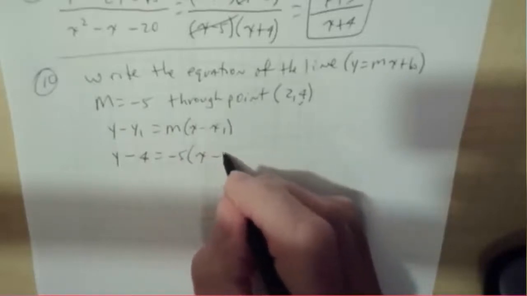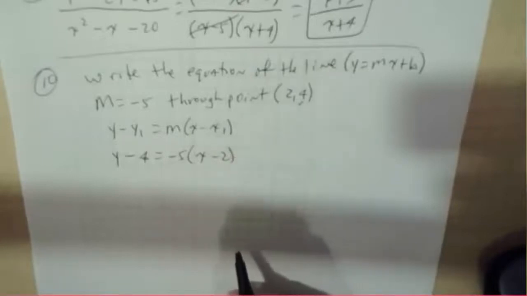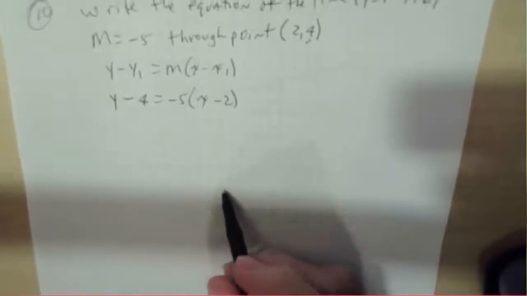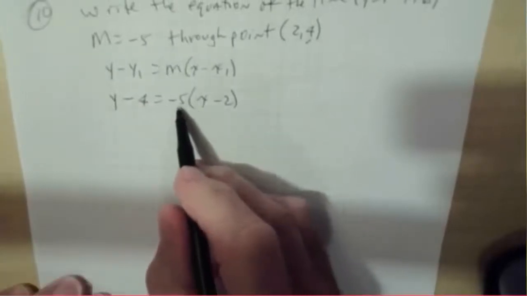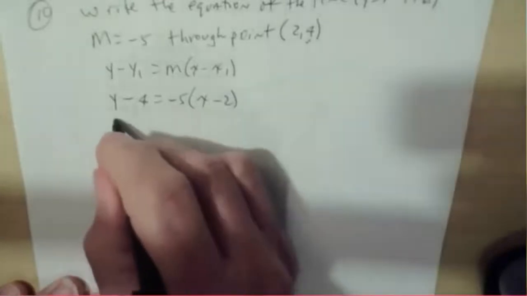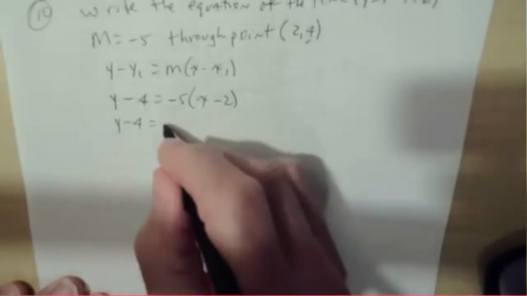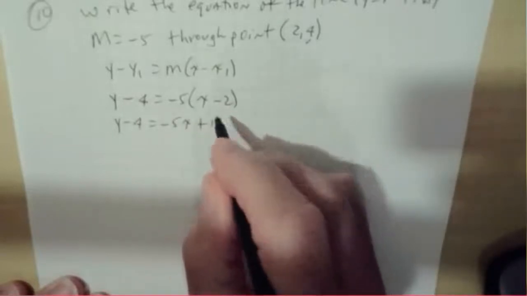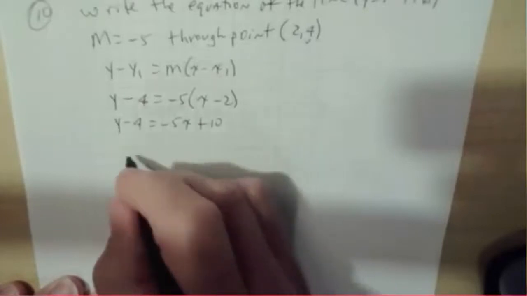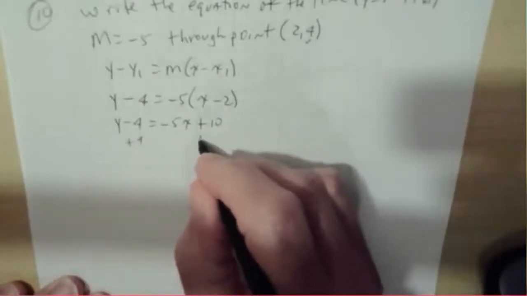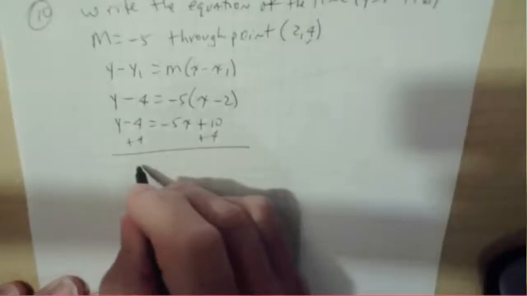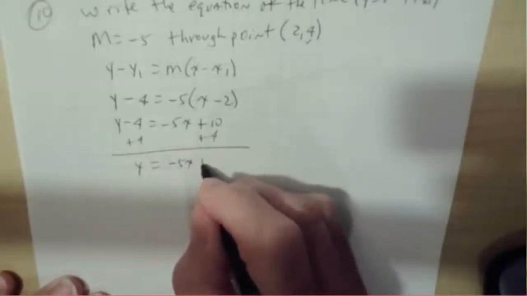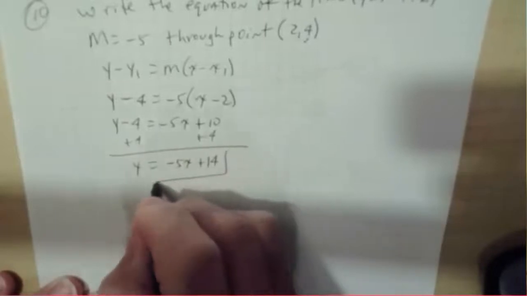Okay, so we have y minus y1, which is 4, equals m, our slope, which is negative 5, open x minus 2. When you get to this point, you ask yourself, self, what can I do here? Now we can do the distributive property here. So we get y minus 4 equals negative 5x plus 10. Negative 5 times negative 2 is a positive 10. Add 4 to each side. We get y equals negative 5x plus 14. Right? Right.